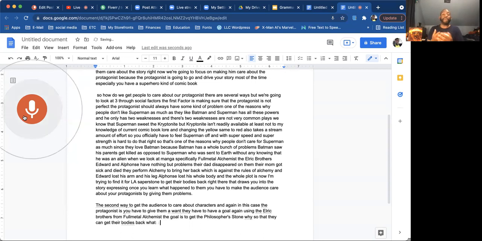What is Batman's goal? He wants to prevent what happened to him from happening to somebody else. Spider-Man, his goal is basically the same thing. He believes that he needs to use his powers to help others.